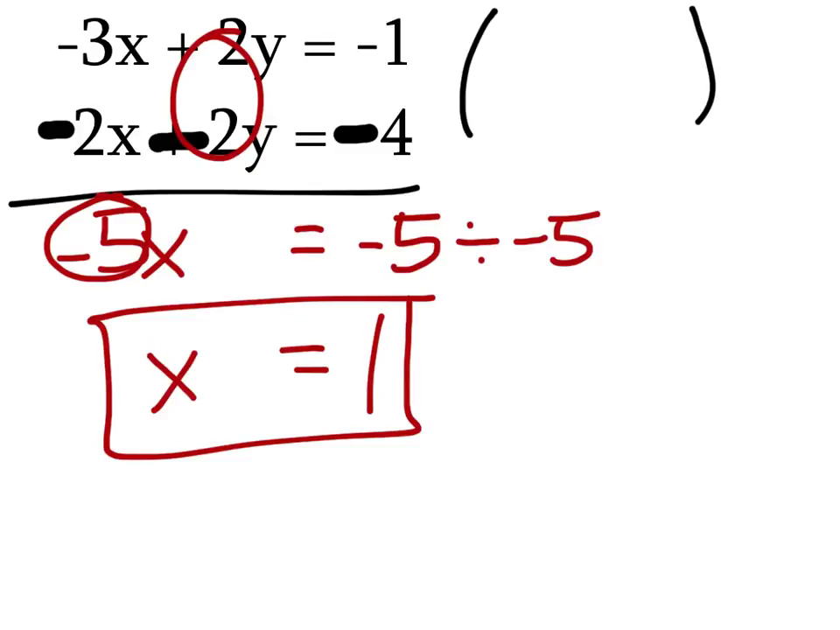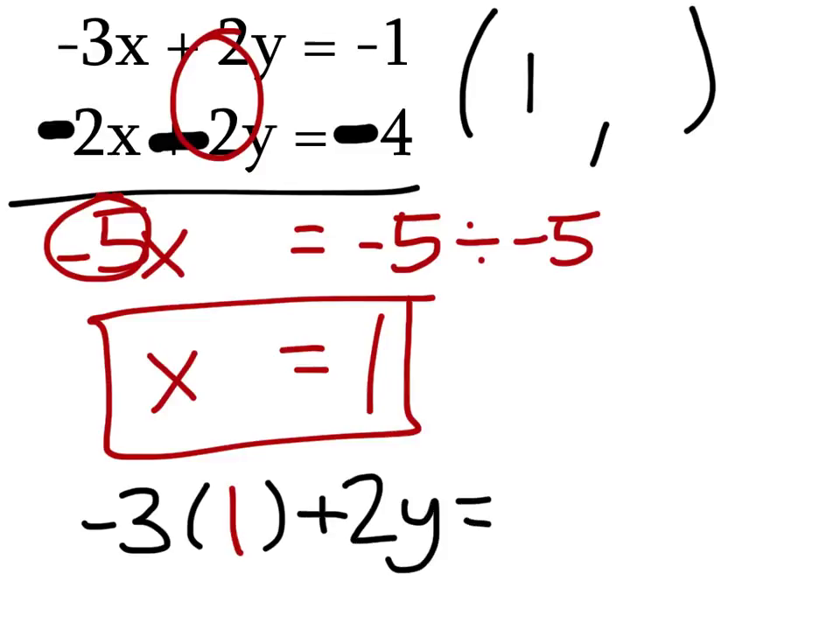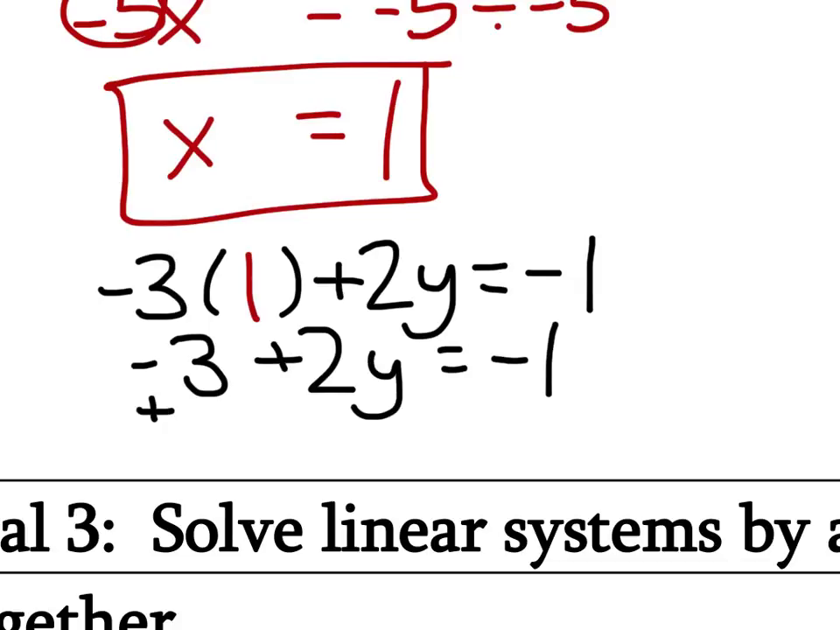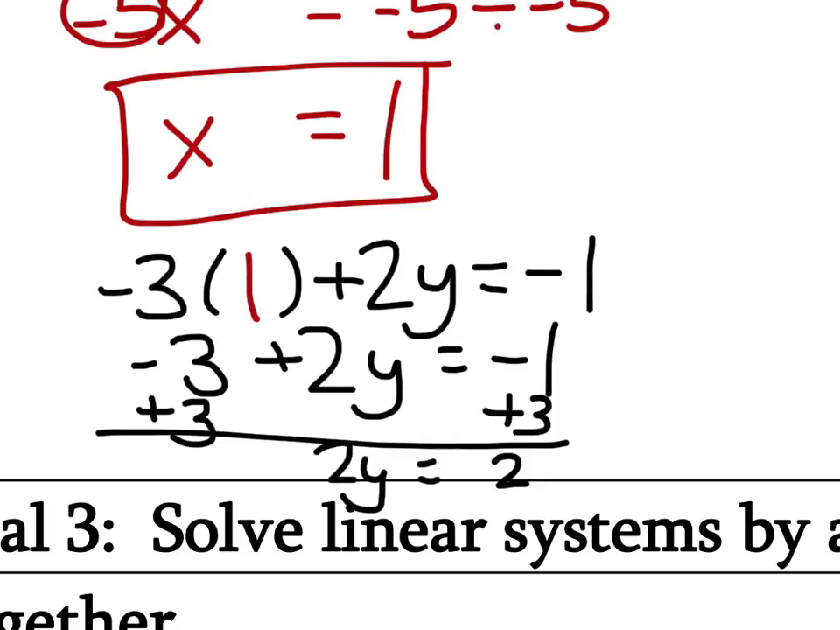So in our answer, we know that x is 1. Let's look back at our two original equations. Do we want to plug x into the top one or the bottom one? The top one. So we've got negative 3x, which is 1, plus 2y equals negative 1. When we solve this, we get negative 3 plus 2y equals negative 1. So I'm going to add 3 to both sides. It'll be 2y equals 2. So y equals 1.